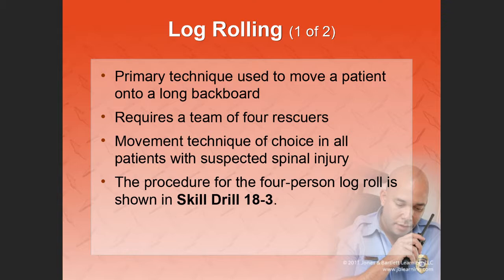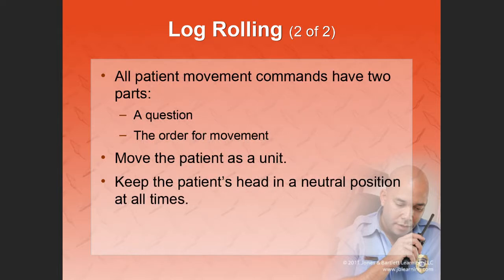Right, log rolling is the primary technique used to move a patient onto the long board. It requires a team of 4 rescuers. It is the movement technique of choice in patients with suspected spinal injury. We're going to practice that face to face. All patient movement commands have 2 parts, a question and the order for movement. Move the patient as a unit, and keep the patient's head in a neutral position at all times.